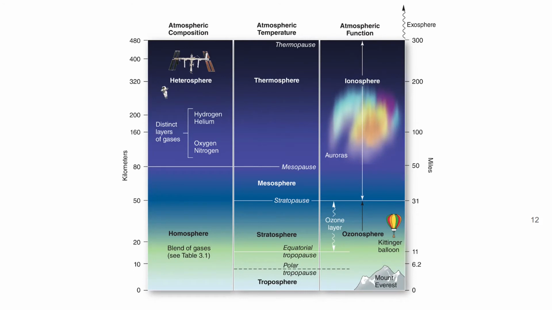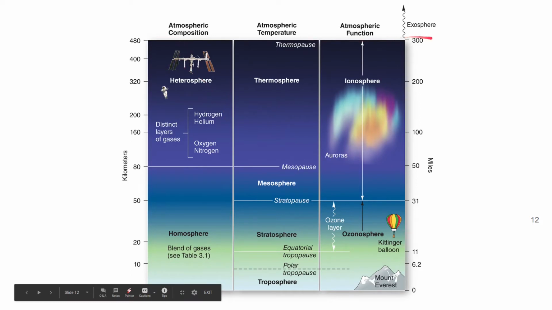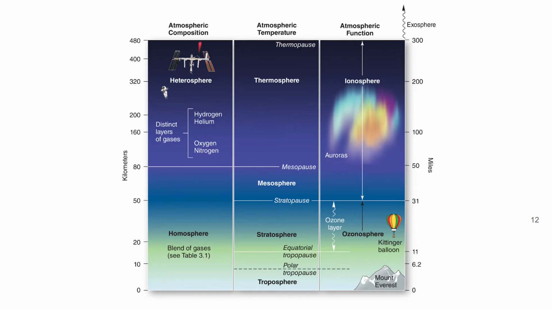Atmosphere. Yeah, I'm really happy with this. I like this diagram a lot, and it's got the atmosphere going from the surface up to 480 kilometers, but you can see you can divide it up and look at it 3 different ways. You can look at it in terms of composition, in terms of temperature, and in terms of function.